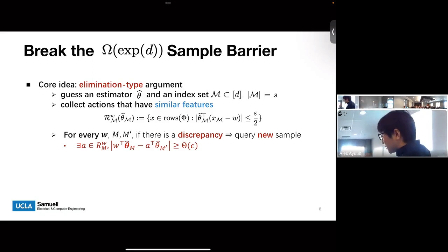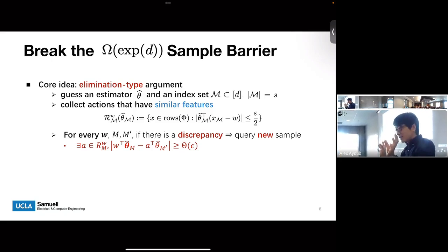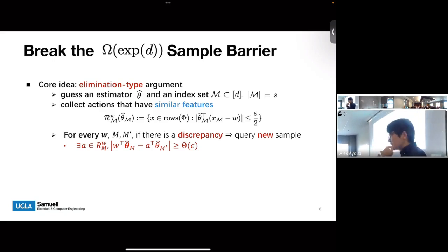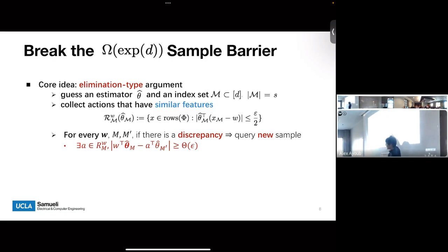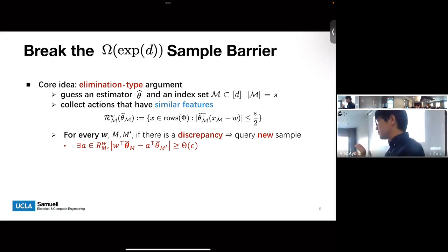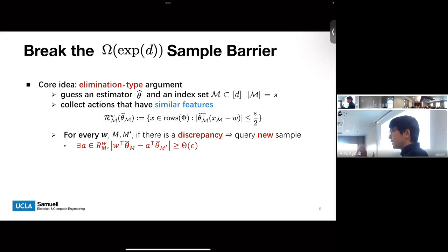Here I'm not doing the query. I can look at all these actions for two groups, and look at whether there is an action so that the predicted values are different. That means you find a discrepancy of two index sets. So now what do you do? You just query that one action, not other actions, just one action.